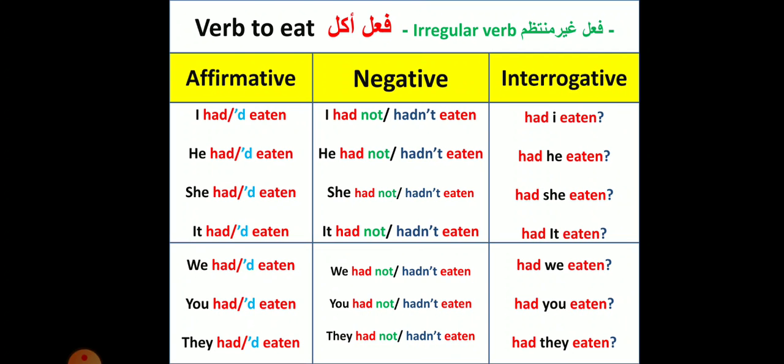For the interrogative form, had I eaten? Had he eaten? Had she eaten? Had it eaten? Had we eaten? Had you eaten? Had they eaten? Okay, so the better we practice, the better we learn. So please keep practicing.